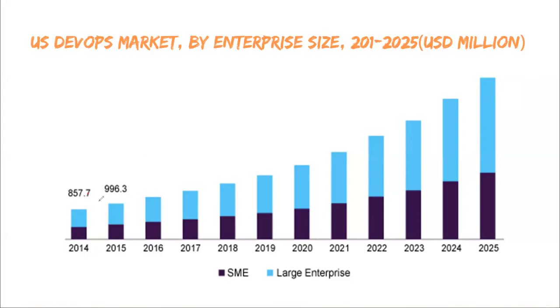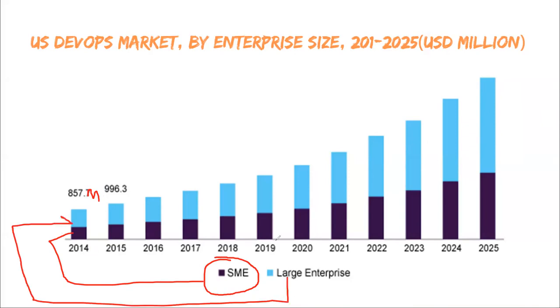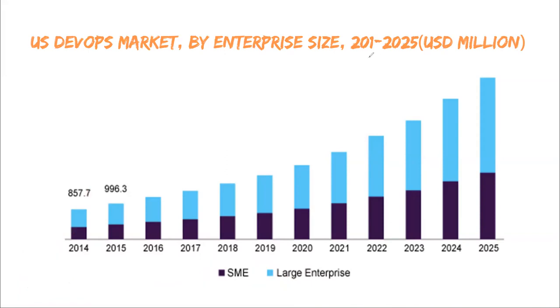So here we will have two factors. One is the SME factor. SME means small and medium enterprise. This is the value for SME. Second one is LE, which is the value for the large enterprise. If you see, compared to SME, large enterprise has more scope. When you see the graph, DevOps share is going higher for the large enterprise. So whether you go for a startup or an MNC, you can find a DevOps job anywhere.